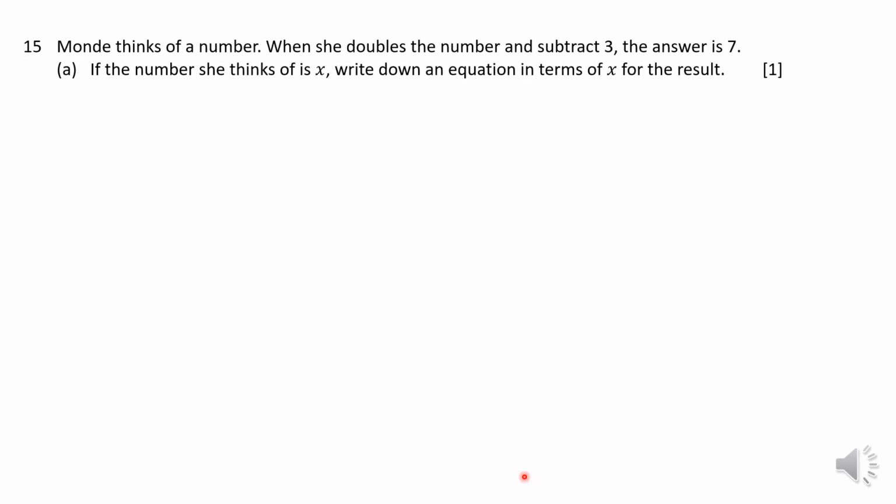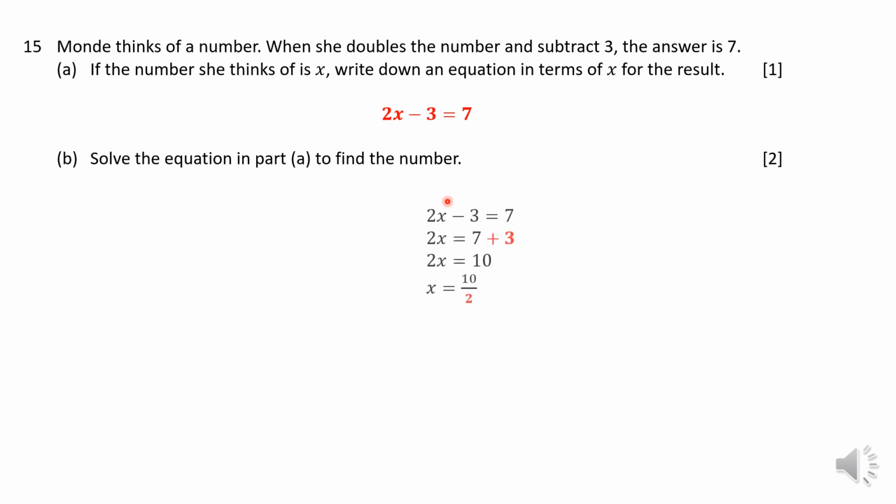Question 15. Monday thinks of a number. When she doubles the number and subtracts 3, the answer is 7. So this is the equation that we are supposed to create. The next question will ask us to solve the equation. And the way you solve it is you add 3, because the 3 is a minus here on the left, and then you divide throughout by 2, and then you find that the number she was thinking of is 5.